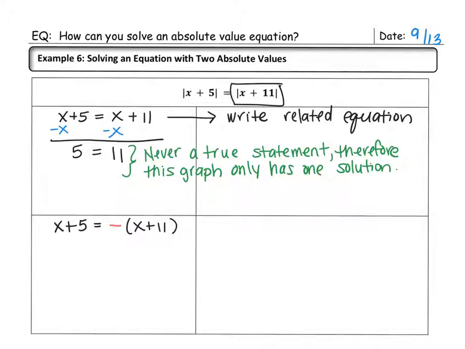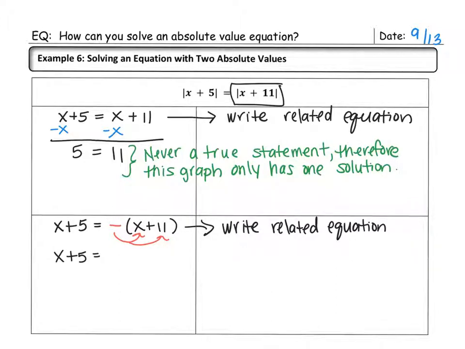So if we skip down to the next equation, this was our second related equation. So we write related equations. That's always the first step when you have absolute value equations. That just means we're writing two equations. This next step is to distribute that negative inside the absolute value bars. So the x plus 5 is going to stay the same. And then on the right-hand side, you'll have negative x minus 11.